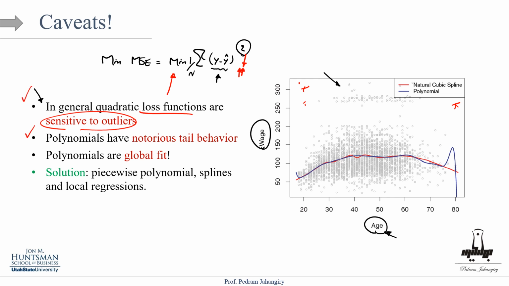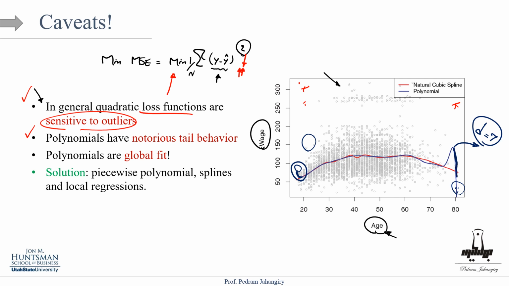Number two, polynomials have notorious tail behavior. So what do we mean by that? Look at this example. Imagine this is a polynomial model where the degree of the polynomial is maybe 7. And if in the tails we have a bunch of observations here that are pulling up the entire regression, and a bunch of observations down here which are pulling the entire regression down, right? Look at that. The behavior of the model at the tails is kind of weird, right?